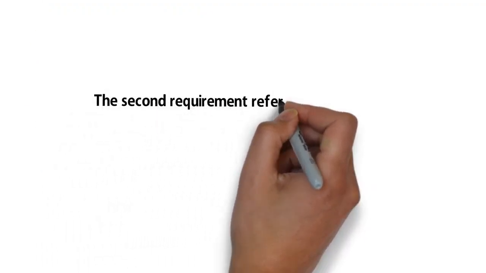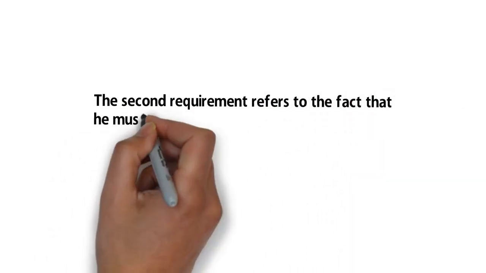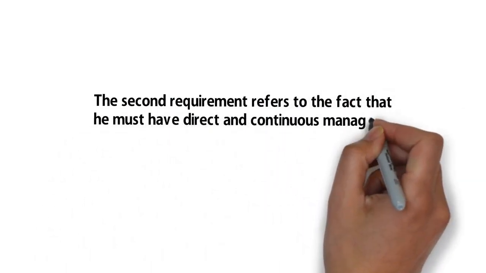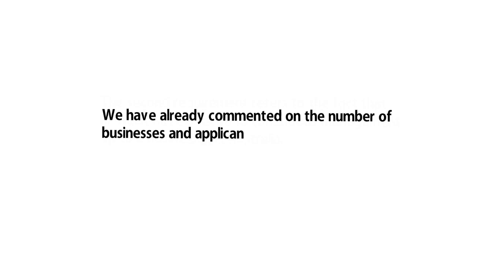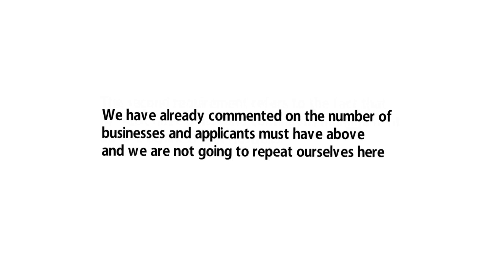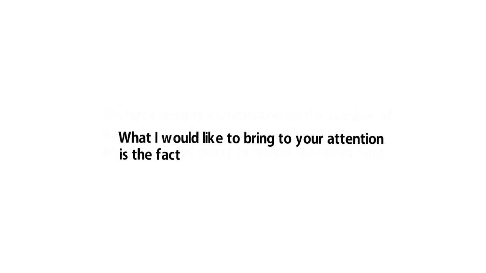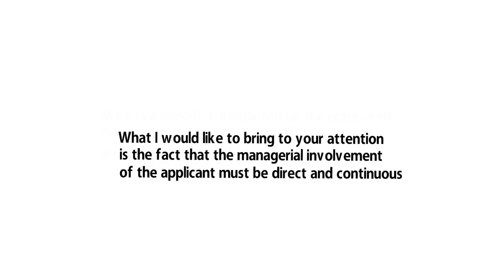The second requirement refers to the fact that he must have direct and continuous management of up to 2 businesses in Australia. We have already commented on the number of businesses an applicant may have above, and we are not going to repeat ourselves here. What I would like to bring to your attention is the fact that the managerial involvement of the applicant must be direct and continuous.